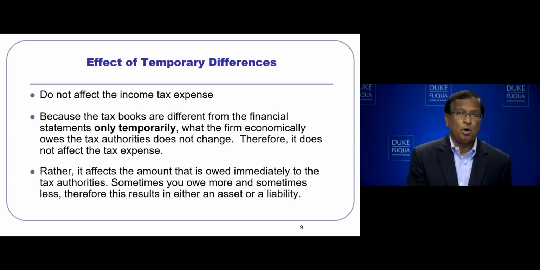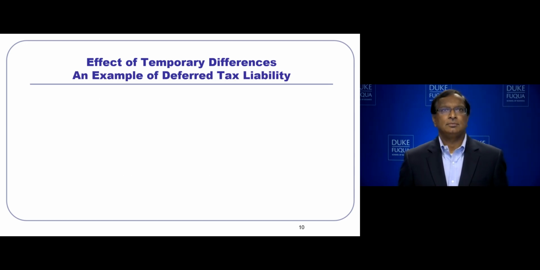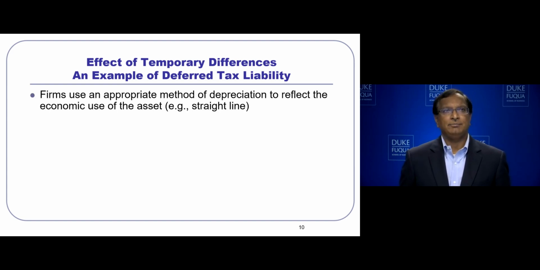Sometimes the firm will owe more, sometimes it will owe less, and therefore this results in an asset or a liability, which we'll discuss in a minute. Now let's talk about the effects of temporary differences with the help of an example, shall we? And we'll start with the deferred tax liability.